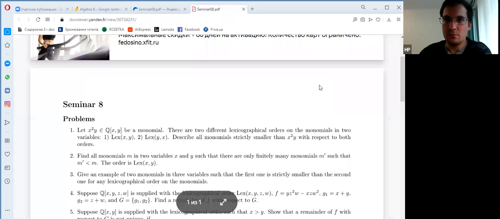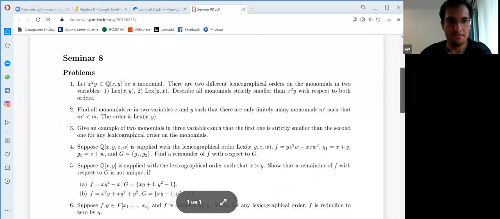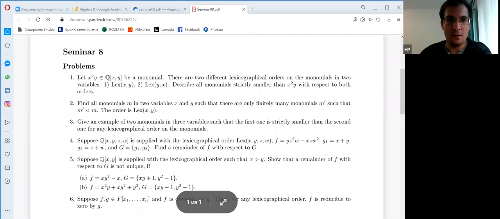Okay, good. Number 4. We have lexicography ordering, the standard lexicography ordering in the ring of polynomials in four variables, and we have these polynomials.